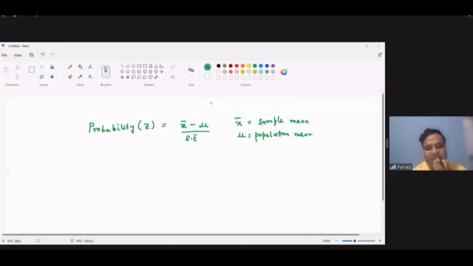In your Macmillan textbook, page number 141. In the IBS textbook, it will not be there, but a similar kind of problem you will get. But first learn how to solve. I am posting it in the WhatsApp group also. Page number 141. Please mute yourself.